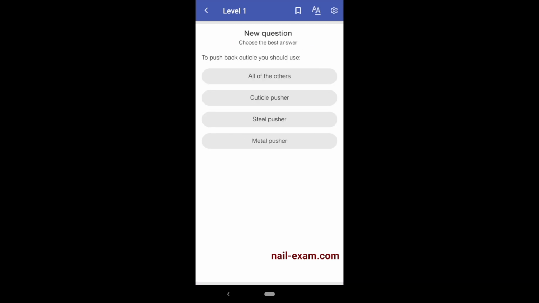To push back cuticle you should use. Answers: A. All of the others. B. Cuticle pusher. C. Steel pusher. D. Metal pusher. The answer is A.